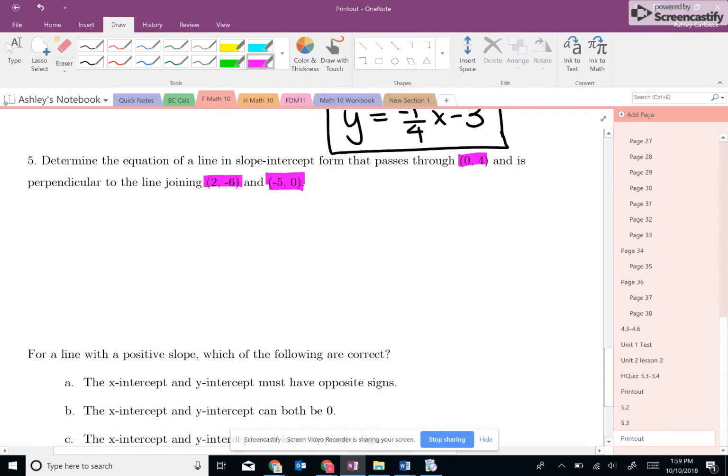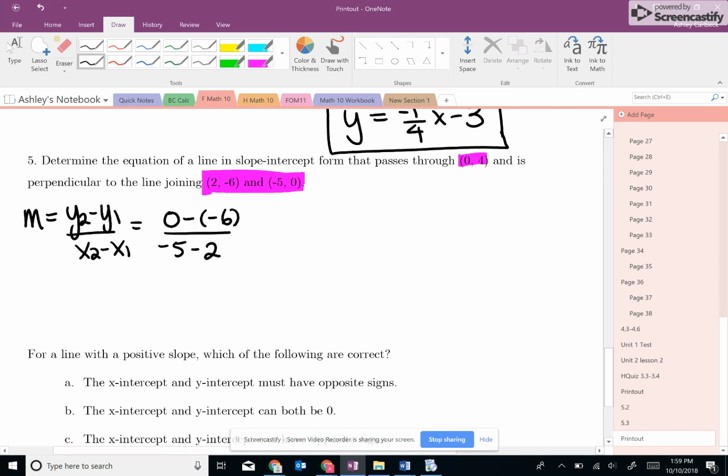So perpendicular to the line joining these two points, first thing I have to find is the slope between those two points. So find m equals (y2 minus y1) over (x2 minus x1), which is 0 minus -6 over -5 minus 2. So I end up with 6 over -7. We don't leave it like that. Either on top or in front is good. So this is the slope of the line joining (2, -6) and (-5, 0).